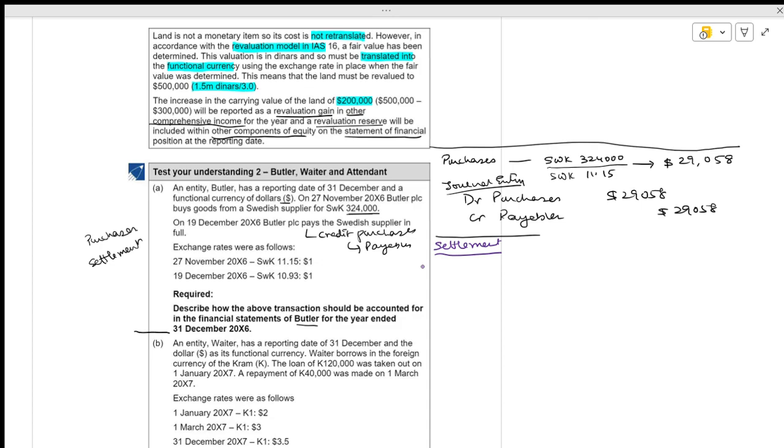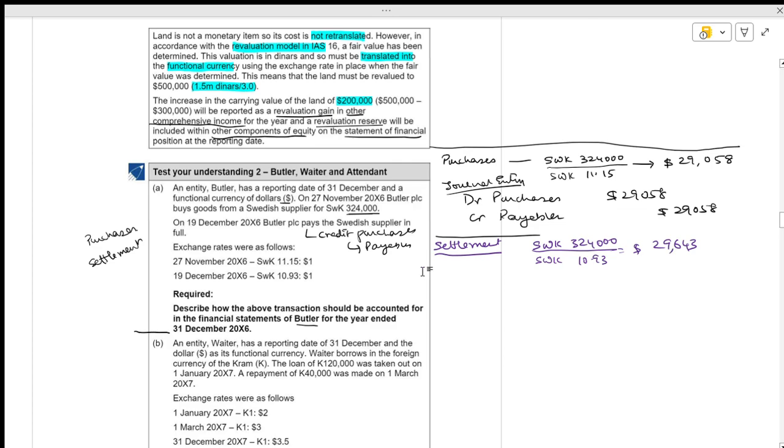At the time of settlement, same thing. How much do we have to settle? 324. What is the exchange rate as on that date? 10.93. How many dollars will you have? 29,643. See, if you were paying on the date of purchase, how much is that? 29,058. Now what will happen? You have to pay more dollars.